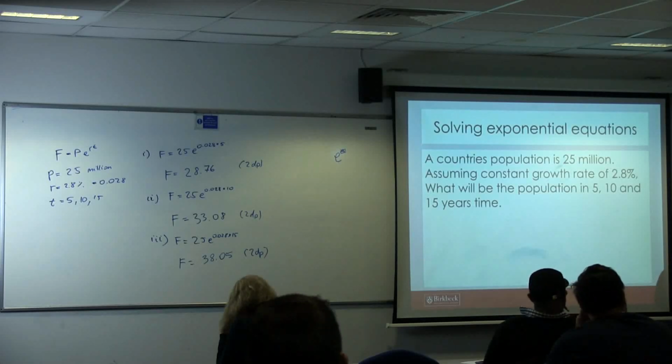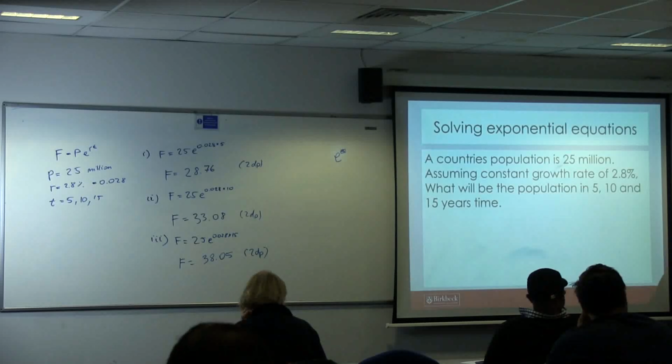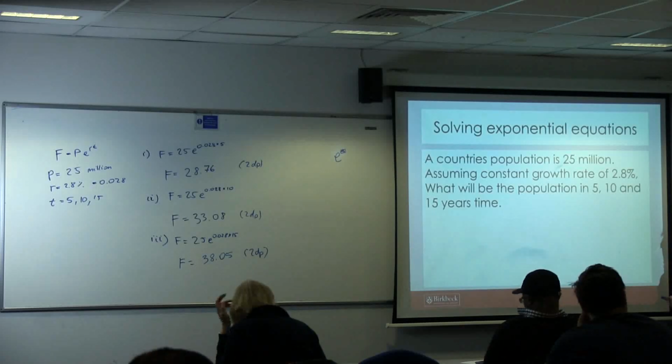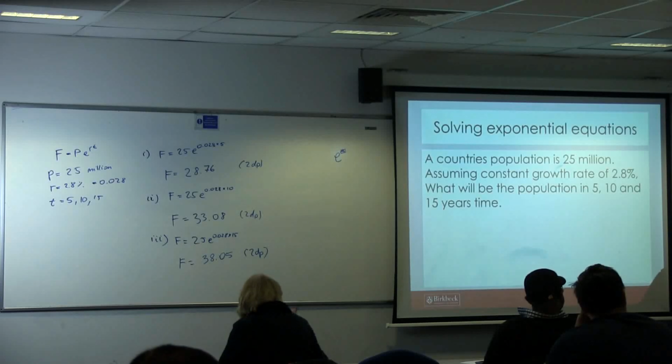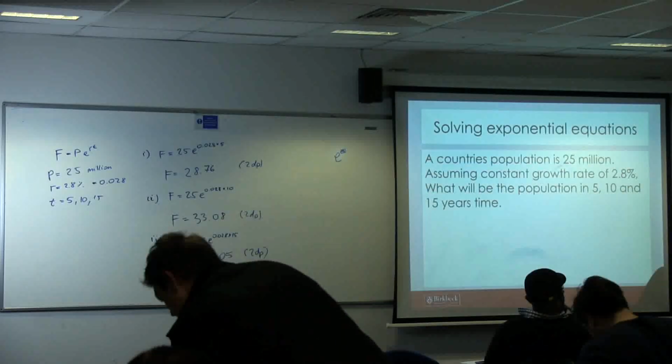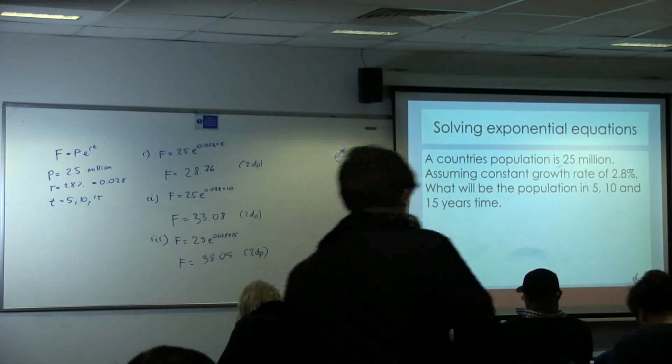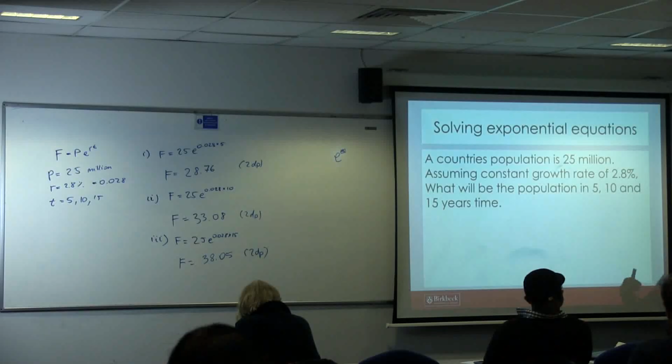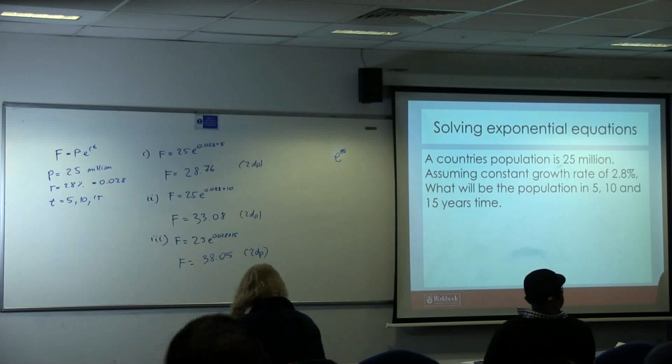There is a big difference between compounding interest and constant growth rate. With compounding interest, at the end of the year I'm going to end up with 2.8% higher than at the beginning of the year. But this one is accumulating simultaneously, constantly, on a day-to-day basis. That's why it's been replaced with e.